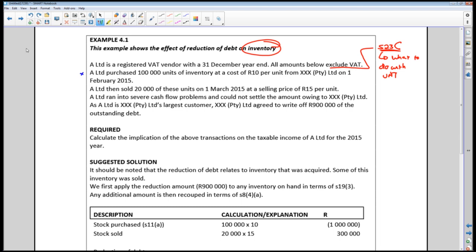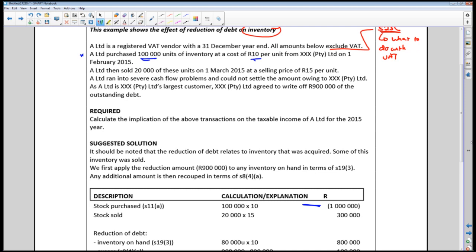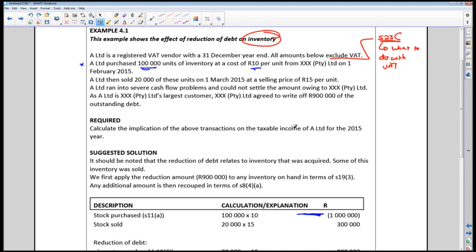Right, so A Limited purchased 100,000 units of inventory at 10 rands a unit on the 1st of February 2015. So what I want you to see right away from the solution side is that we got a deduction for that, 100,000 times 10 rands, under section 11(a). A Limited then sold 20,000 of these units on the 1st of March at 15 rands a unit. So that is gross income for us, 20,000 times 15.